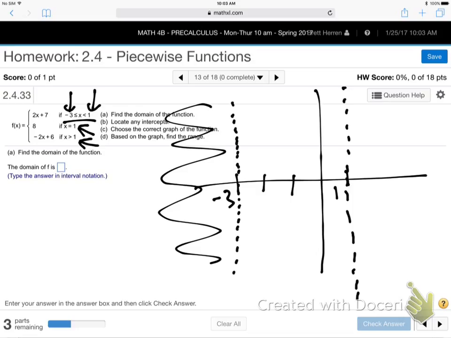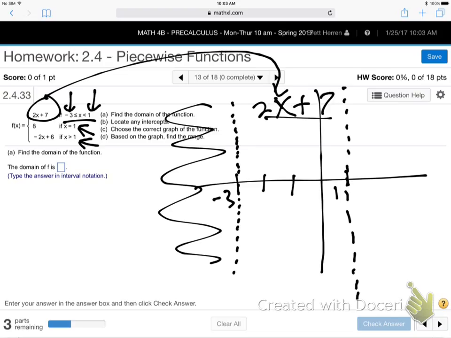So, in other words, this function here, 2x plus 7, is in this section between -3 and 1. And right on 1, right on the line x equals 1, it's just going to be 8. Period. That means there's just a dot up at 8. It doesn't even depend on x. So 1, 2, 3, 4, 5, 6, 7, 8, right there. That's over 1, up 8. That's what it says. When x is 1, f, or y, is 8. Remember, f is y.